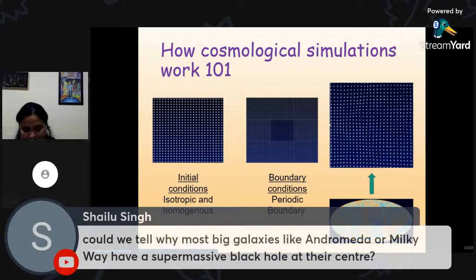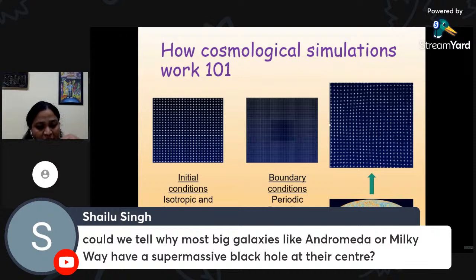So next we'll take this question: could you tell why most big galaxies like Andromeda or the Milky Way have supermassive black holes in their center? That's a very good question. Actually, it's an active field of research. Why do all these galaxies have a supermassive black hole at the center?